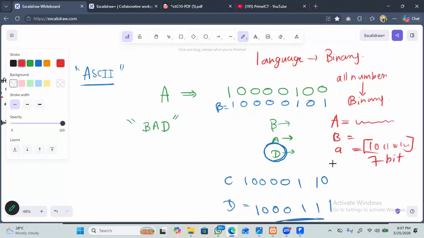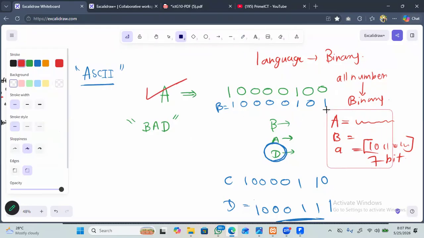That is called ASCII. But in the exam, they won't ask you what is the binary value for this letter, what is the binary value for that letter. They will ask questions like this only. So you don't need to memorize the entire ASCII table.